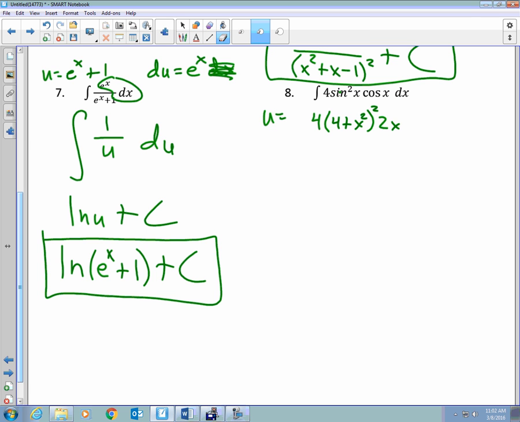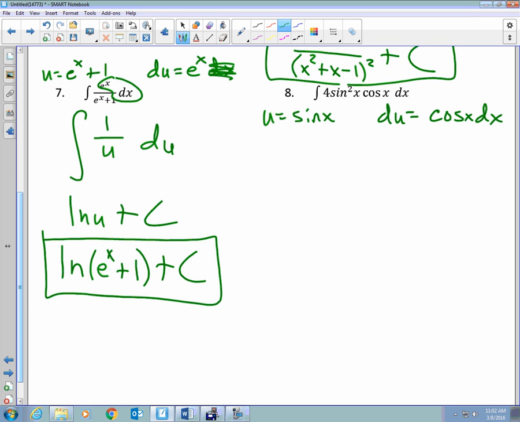So, therefore, if I choose u is equal to the sine of x, that's what I'm taking to a power. That's what would require the use of the chain rule when I took the derivative. I have du is equal to positive cosine of x dx. Remember, we're taking the derivative, not the antiderivative.